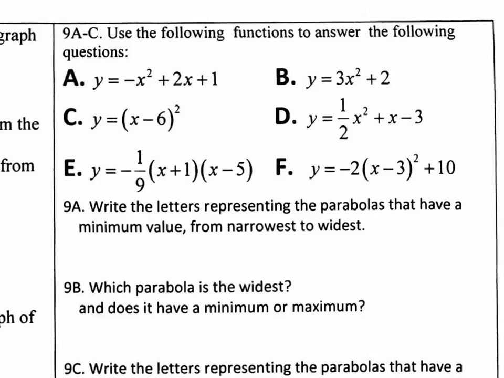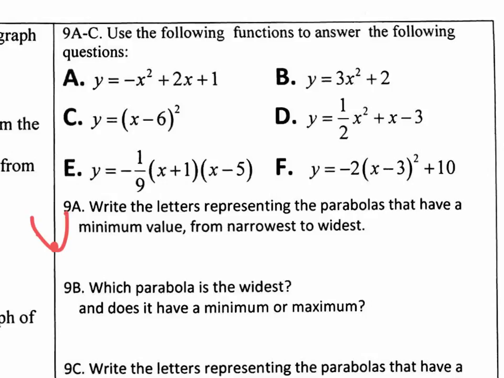Switching over to number 9, A through C. Go ahead and pause this video so you can get to that question and then unpause it. On 9A, it says, write the letters representing the parabolas that have a minimum value. In order for a parabola to have a minimum value, it has to be opening up.